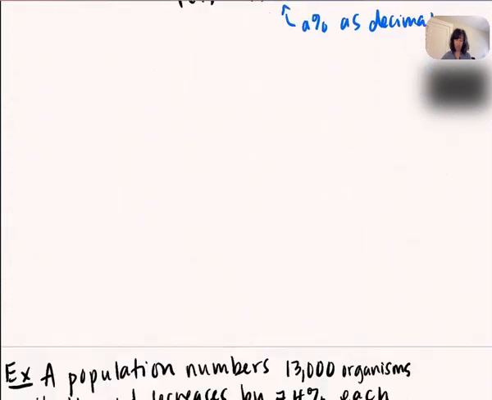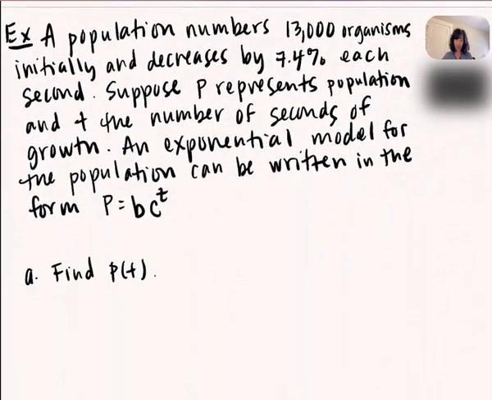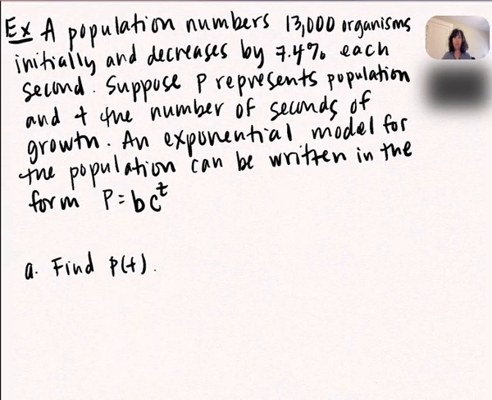Let's look at an example. A population numbers 13,000 organisms initially and decreases by 7.4% each second. Suppose p represents population and t the number of seconds of growth. An exponential model for the population can be written in the form p equals b c to the t. Find p of t. So we're supposed to find this exponential equation to model the situation.